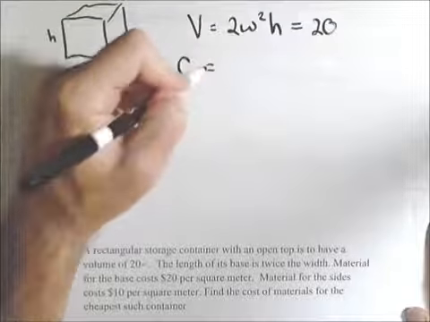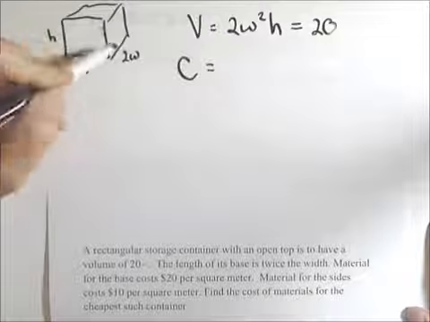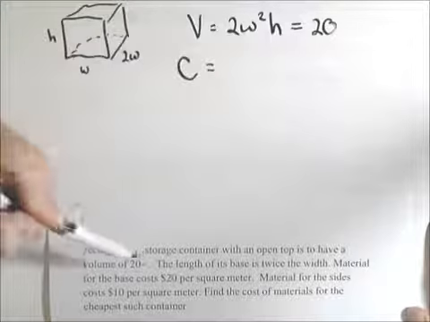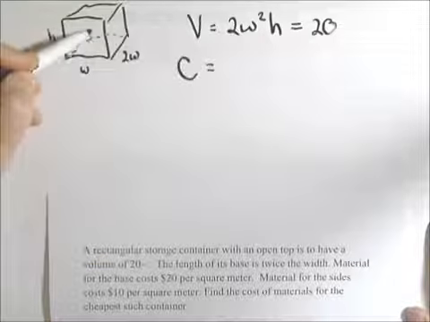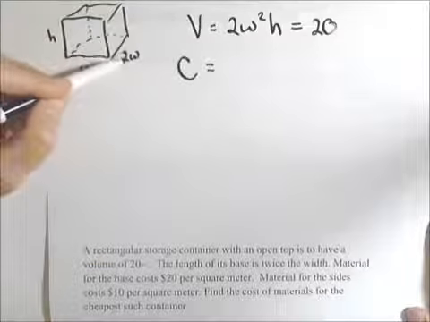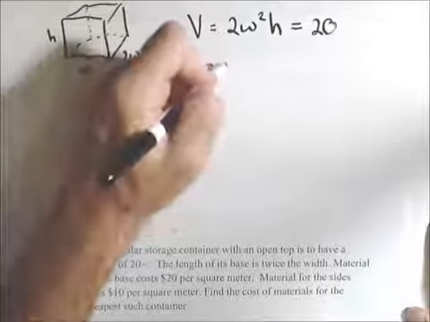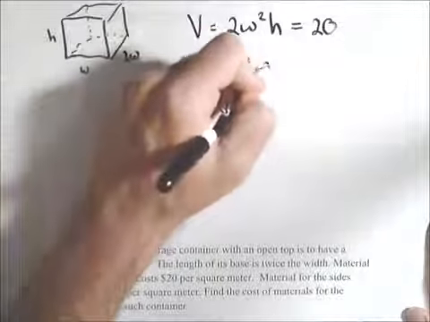Let's call it C. And so that's going to come off the price of the sides and the base. So let's put in a base here. The base is the expensive one. It costs $20 per square meter. So that means we need the area of the base. Well, the area of the base is 2W by W. So 2W squared is the area of the base times its cost, which is 20.